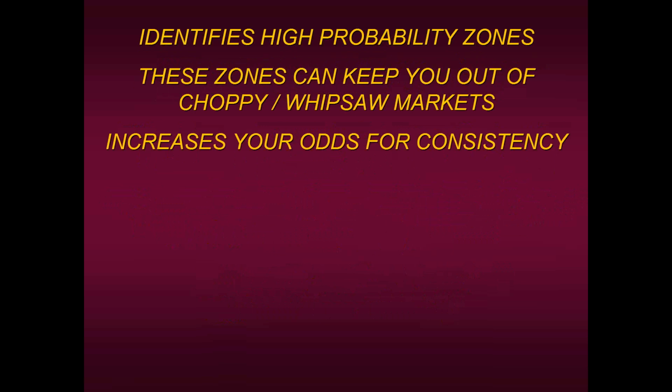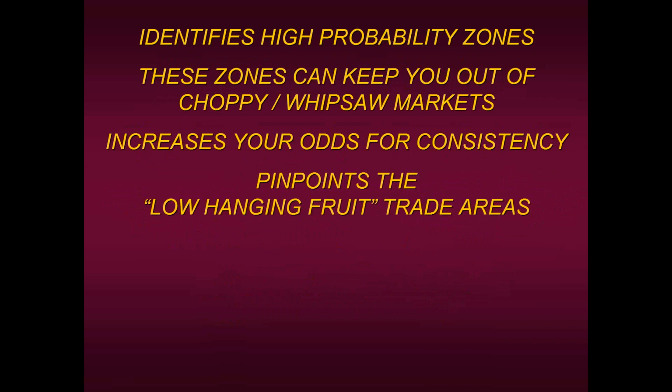So when you combine these two advantages of trading only the high probability trending zones and staying out, well, you increase your odds for consistency tremendously because you're out of the congestion and you're only in when you're really moving strongly. Because of this, it will pinpoint these low-hanging fruit trade areas, all right? This is where you want to trade, in the low-hanging fruit areas.